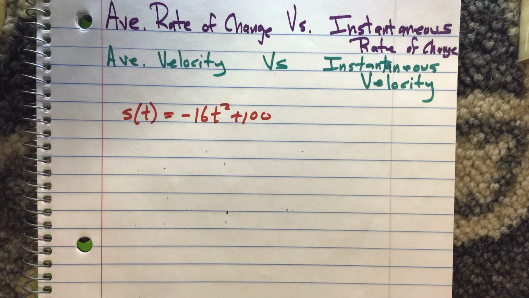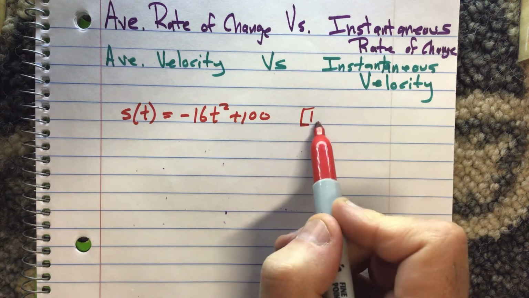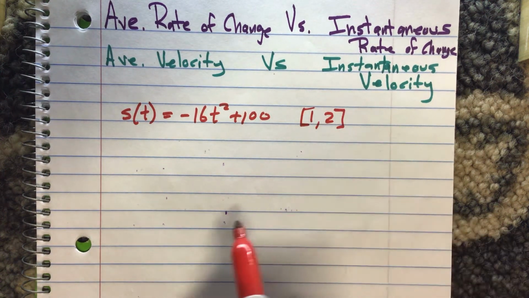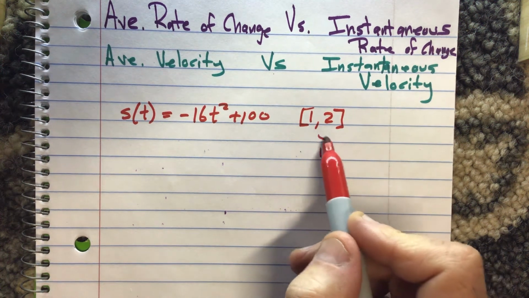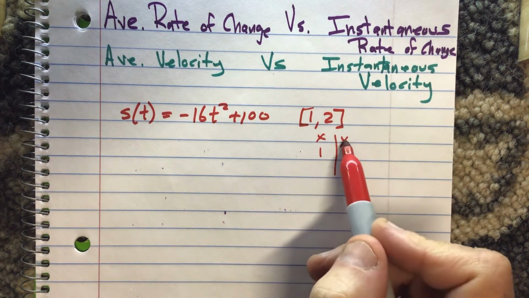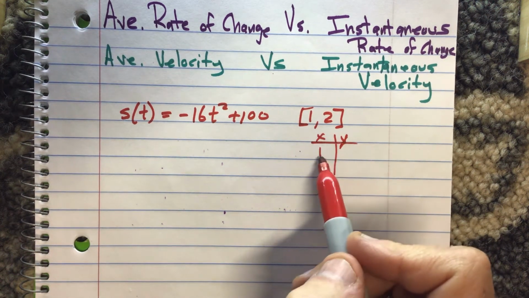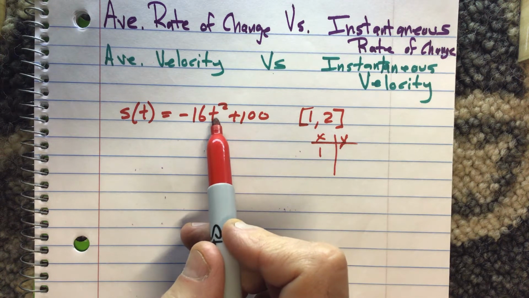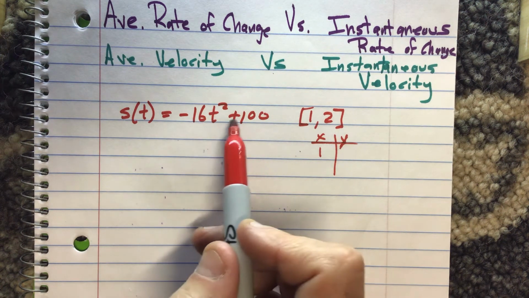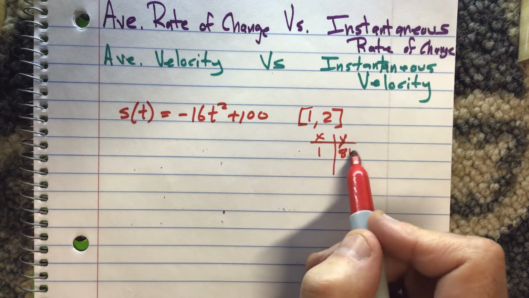and t is time. So if we want to know the average velocity over some interval, let's say from 1 to 2, we would check and say, okay, where is this ball after 1 second? So this is basically making like an x and y table. In this case, it would be s and t. This would be t being 1 second. After 1 second, 1 squared is 1 times negative 16 is negative 16 plus 100 is, what is that, 84.